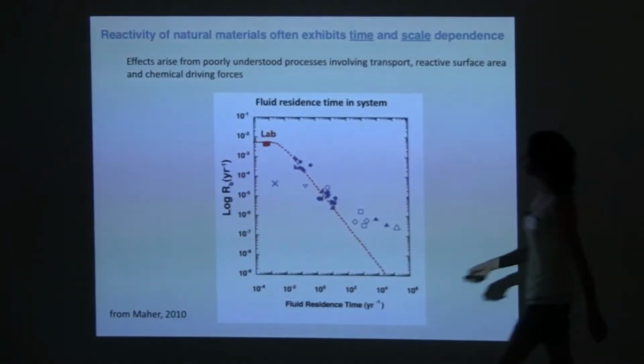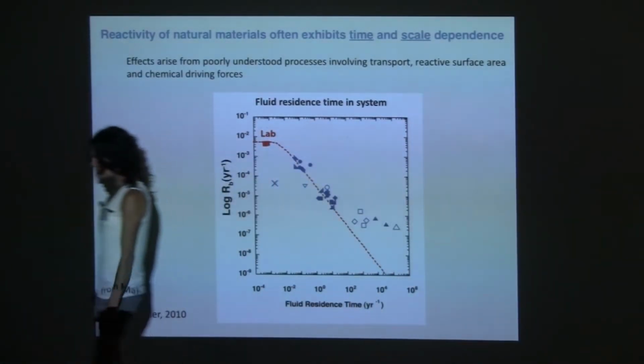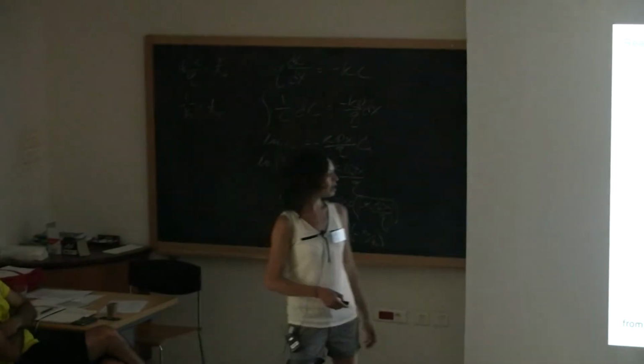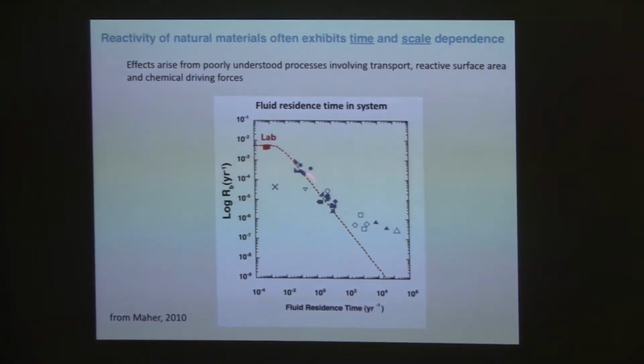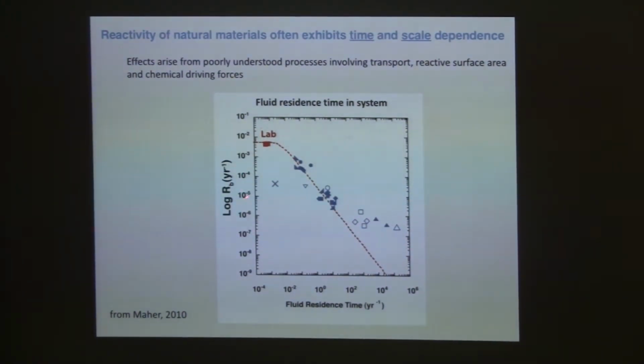Okay, so we said that we were going to spend some time trying to understand this thing, and we started off here, and what I would submit to you is that at least to some extent, I think first order extent, this drop of many orders of magnitude in the observed reaction rate relative to laboratory values as a function of how long it takes fluid to get through the system is at least to some extent a reflection of transport control.